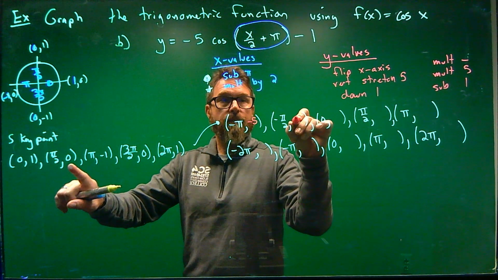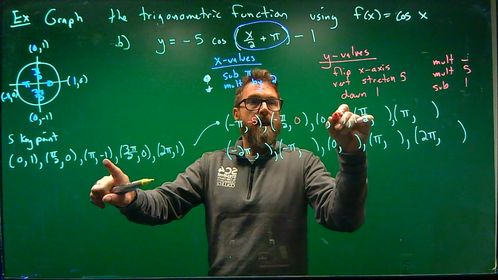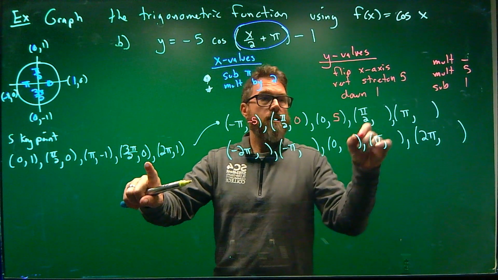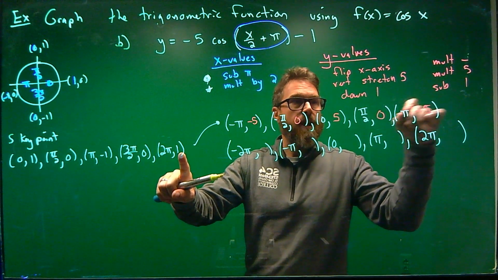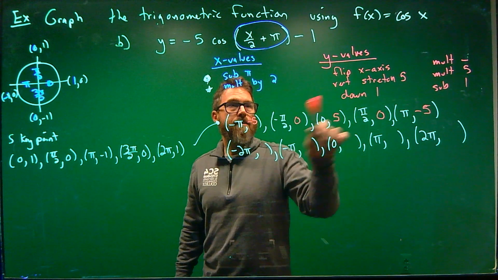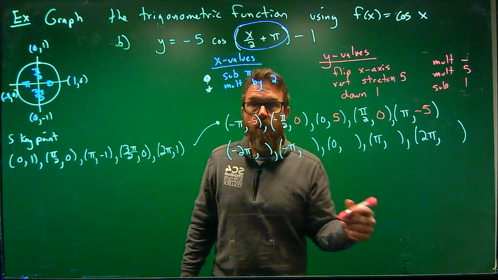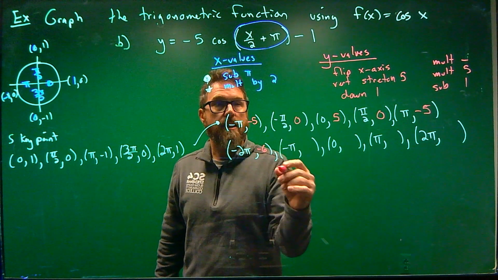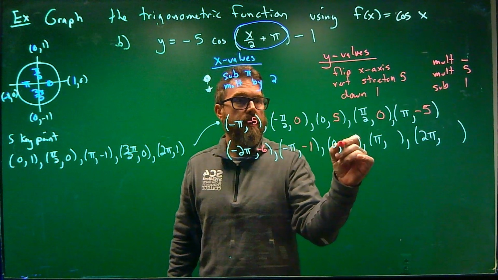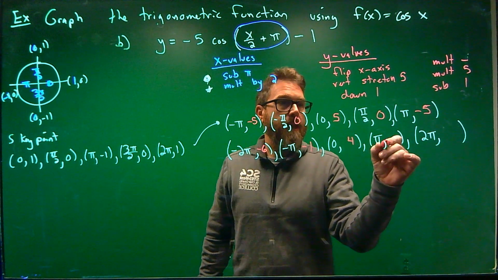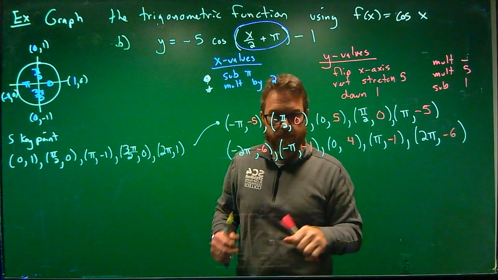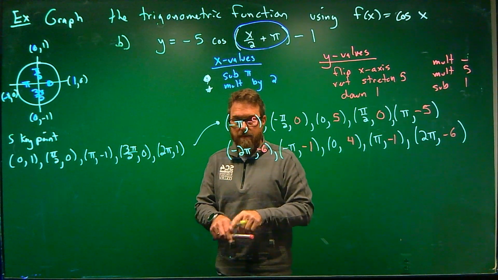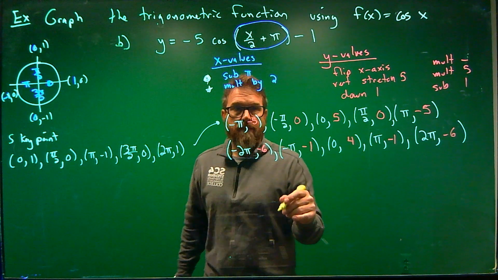0 times -5 is still 0. -1 times -5 is 5. 0 times -5 is 0, and then 1 times -5 is going to be -5. And then I have to go down 1, which means I have to subtract 1 from each one of these, so this is going to be -6, this is going to be -1, this is going to be 4, and this is going to be equal to -1, and then finally -6. So let's graph it.